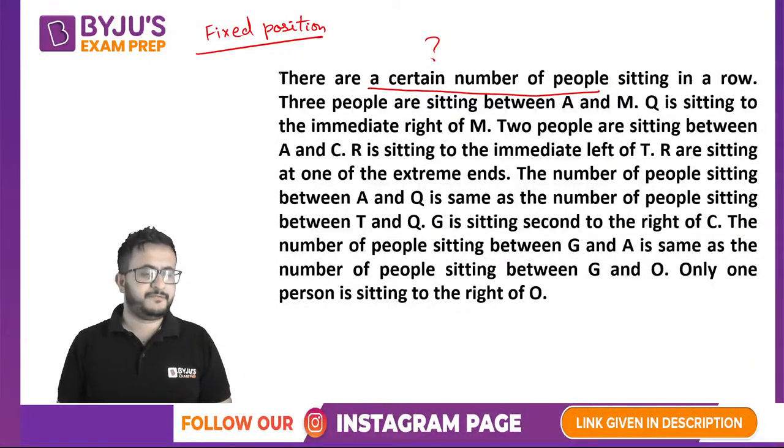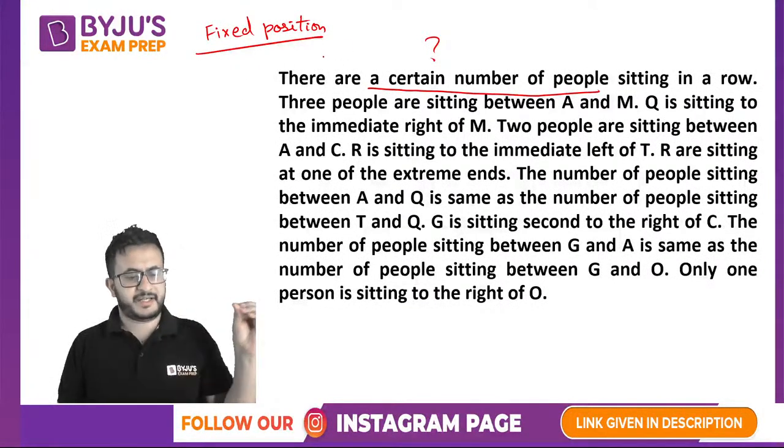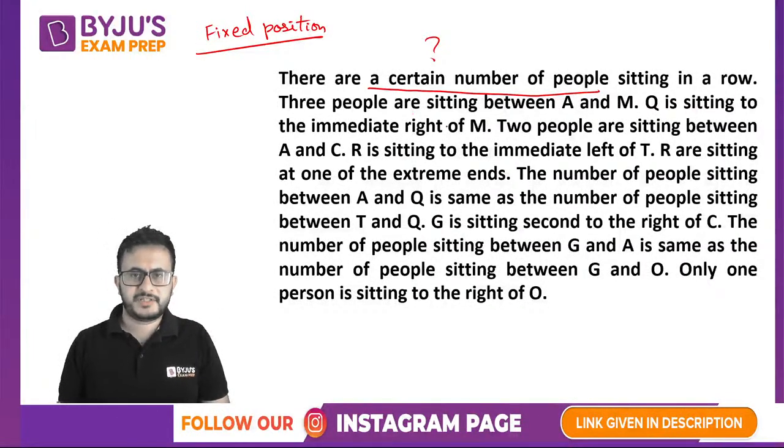First thing in any seating arrangement puzzle, be it linear, circular, floor, anything, look for a statement which says that R is sitting at one of the extreme ends. Now that could be left or right. So first you try to find some fixed position, then you try to build a chain with those statements.